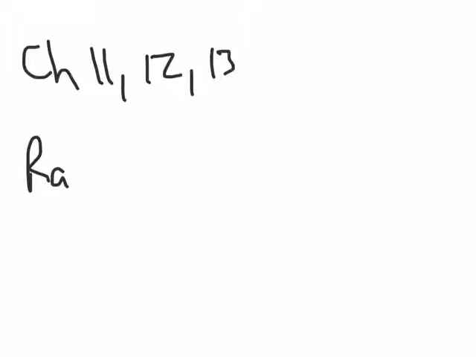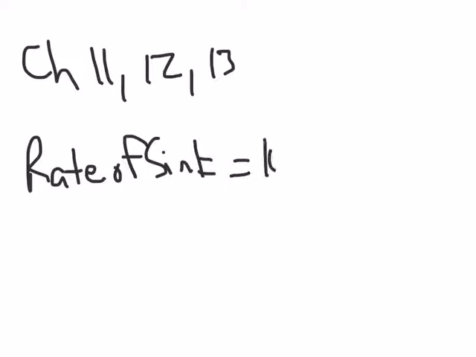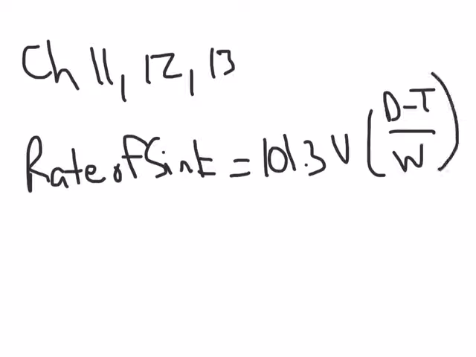Rate of sink is going to be equal to 101.3 times the velocity times drag minus thrust divided by weight, and this is going to be in feet per minute if you want to find the rate of sink.